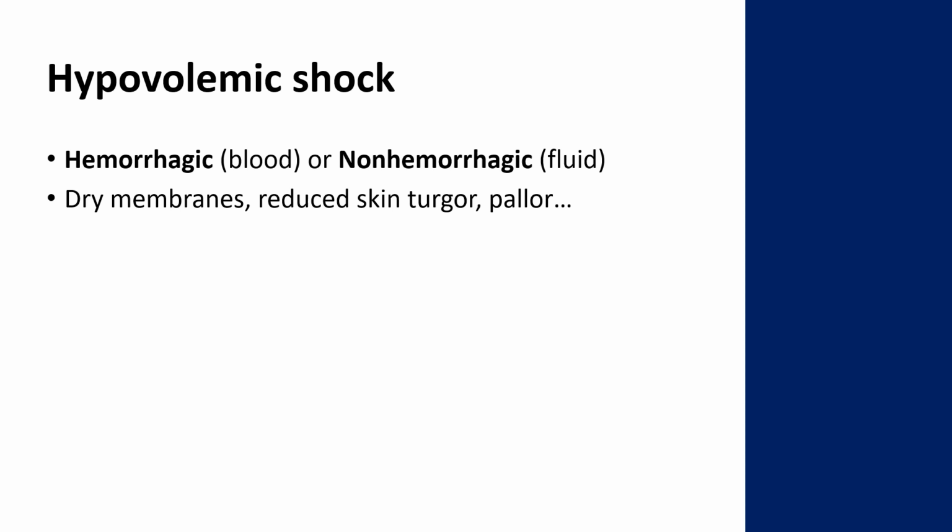On history, things usually line up too. They often complain of vomiting or diarrhea as a mechanism for fluid loss, or sometimes there's been an accident or some kind of injury or trauma that suggests there could be some bleeding somewhere.